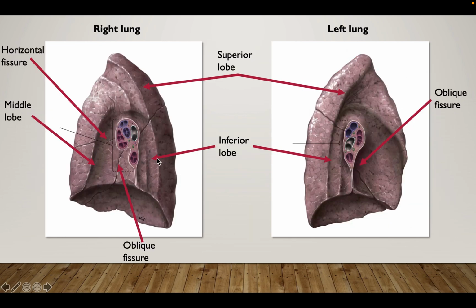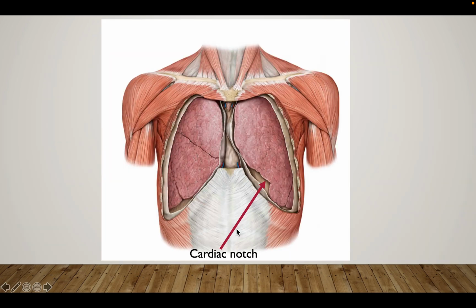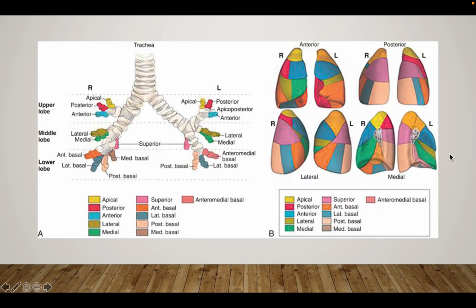Here's the hilum, where things are entering and exiting the lung. You can see your fissures as well, so oblique, and then since this is the right lung, you also have a horizontal fissure dividing your superior lobe from your middle lobe. Here on your left lung only, you have something called a cardiac notch, and this is specific to the left lung due to the presence of the heart projecting off to the left. That is what this cardiac notch is essentially for.